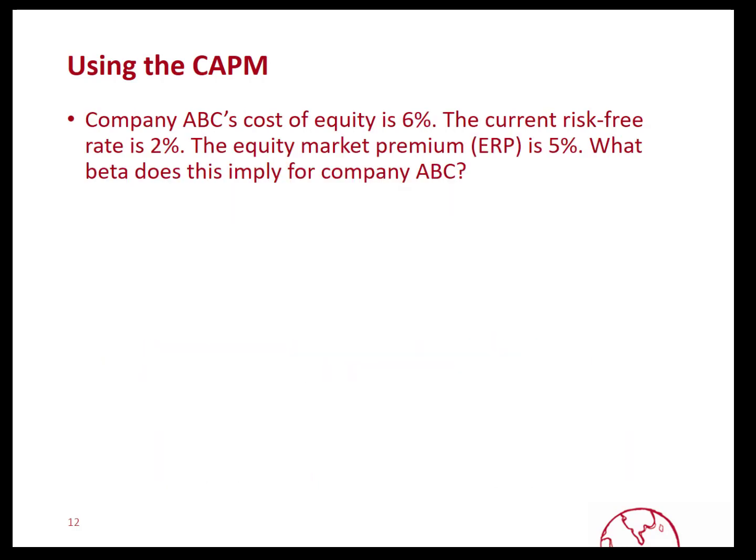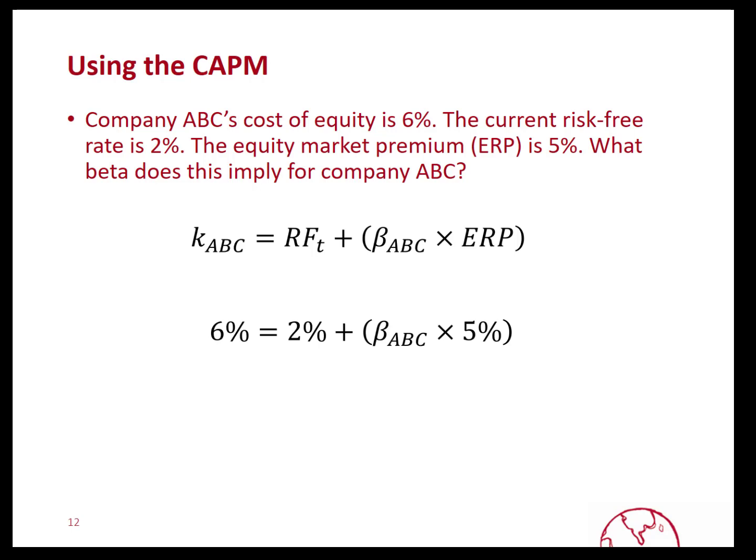Let's try another calculation using the CAPM formula. This time, we're given that the cost of equity or required return is 6%. We know the risk-free rate is 2% and the equity risk premium is 5%. What beta would this imply for this company? Okay, so we have the formula. Now we just have three inputs. We have to calculate the fourth. So if we know that the cost of equity or the required return is 6%, the risk-free rate is 2%, and the equity risk premium is 5%, we can back out that beta must be 0.8, which means that it's below the average for the overall market.